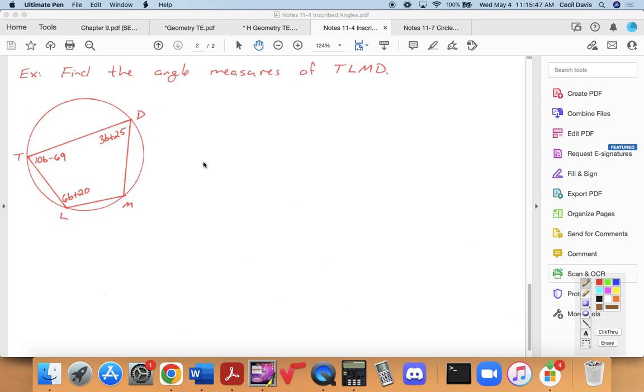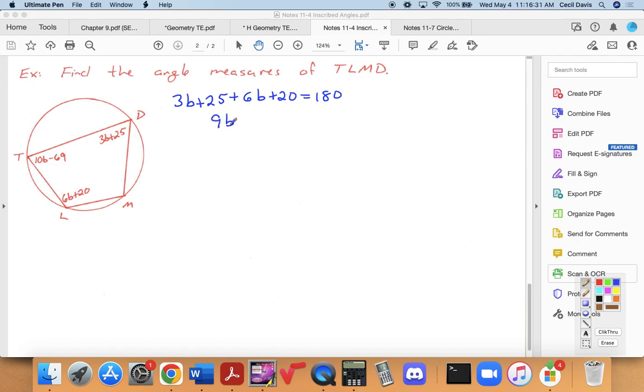We want to find the angle measures of T, L, M, D. And they give you 3 out of the 4 in terms of B. There's only one equation you can write to start this. We know that the opposite angles are going to be supplementary. I can't start with T and M because I have no information about angle M. But I can start with angle D and angle L. So I'm going to say that 3B plus 25 plus 6B plus 20 is equal to 180. Those opposite angles are going to be supplementary.